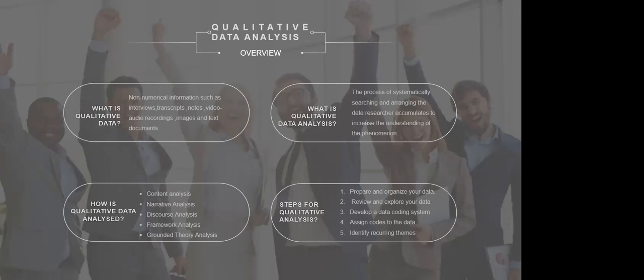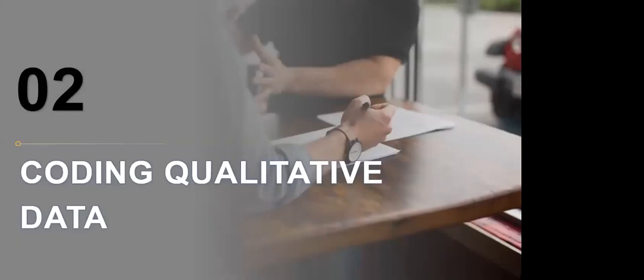The themes are based on basically your research question, okay? So you collect data, and then you find the themes that correlate with your research question. So we'll go to the second topic, which is coding qualitative data.